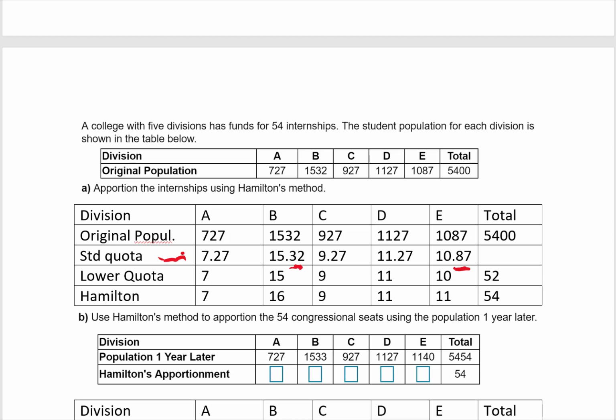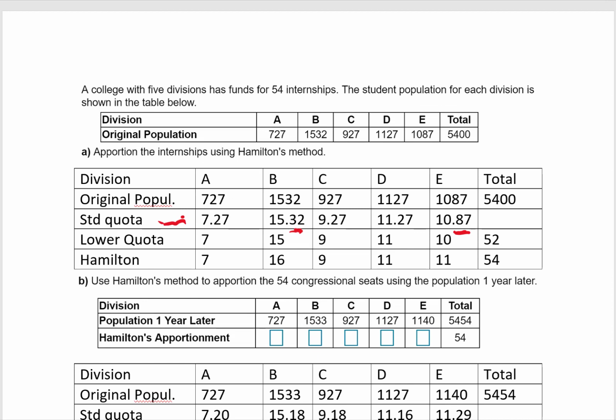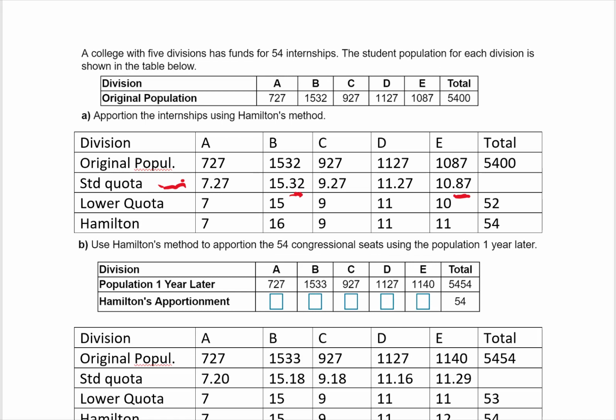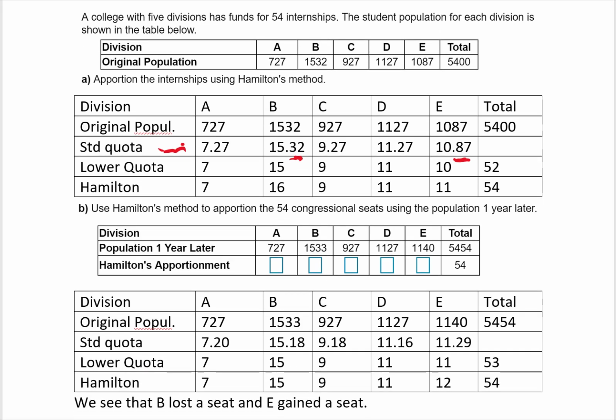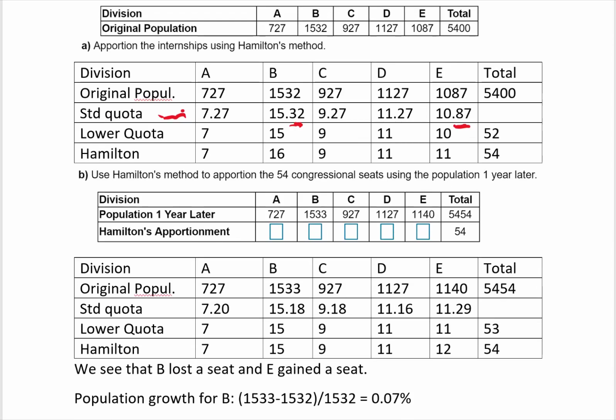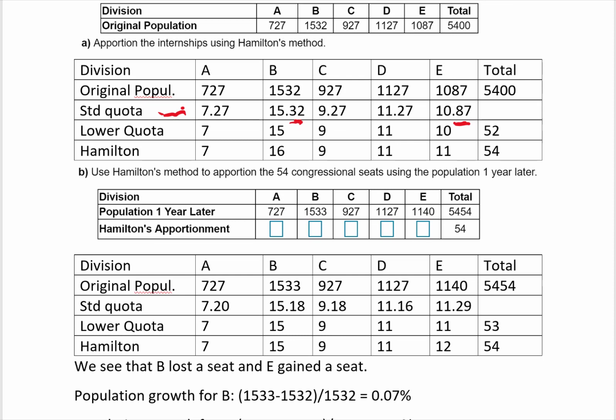And now the population changed in 1 year. It went up by 54 students, and we see that some of the divisions grew, some of them stayed the same. So we're going to do the allocation again using the same steps for Hamilton's method. And you can see my calculations in the table down here below. And so we notice that Division A stayed the same. Division B actually lost a seat from where it was before. I'm sorry, an internship. And E gained 1.